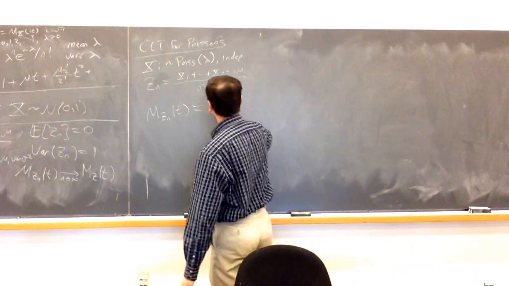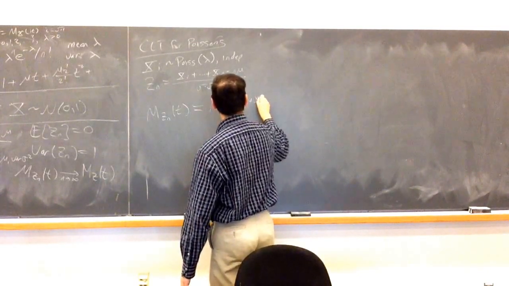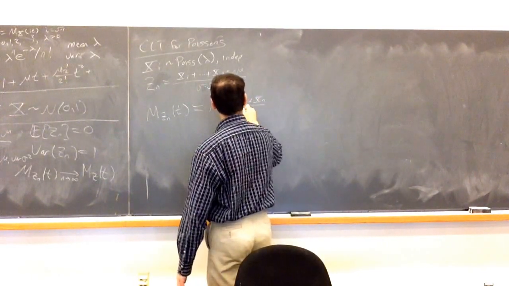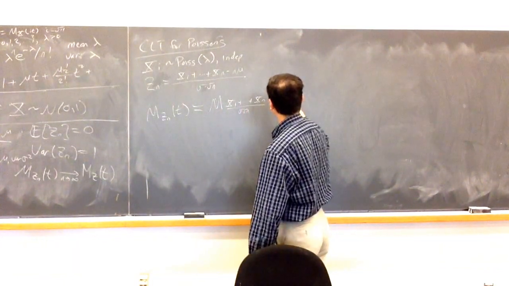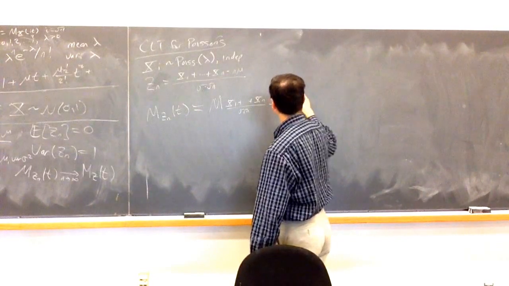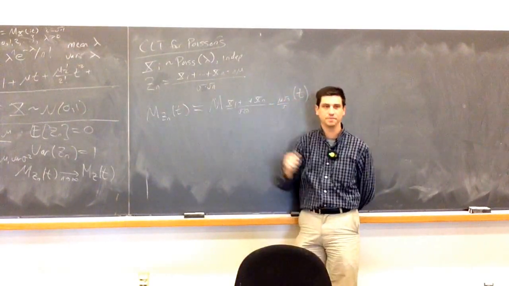Well, this is going to be the moment generating function of (X1 plus ... plus Xn) over sigma root n, minus mu square root of n over sigma, of t. And I'm just doing the division over here.